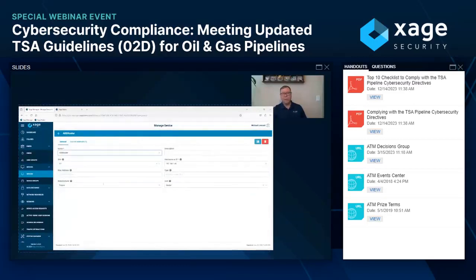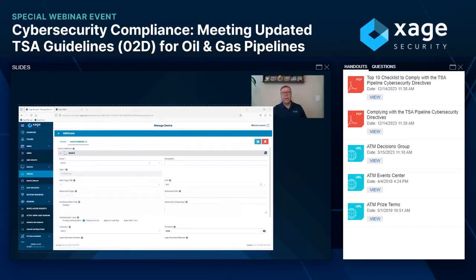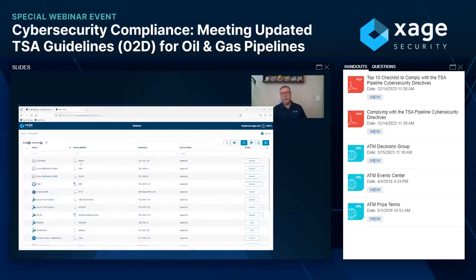Basically, it's very similar. You're just going in here and putting the pertinent data. Then access methods. This is how Xage is going to work with this device. You probably saw this over here. This is that ABB router, and there's their access method of web UI.